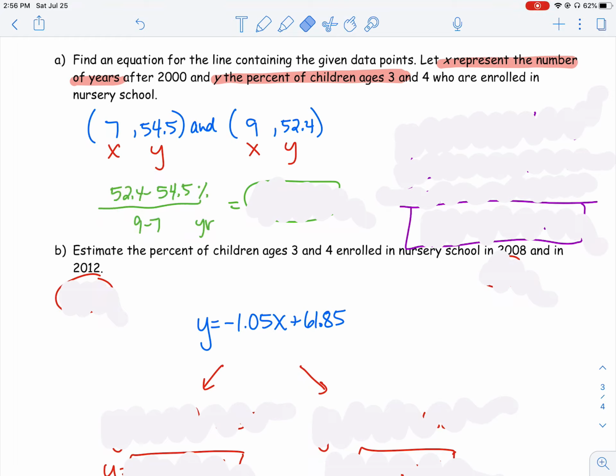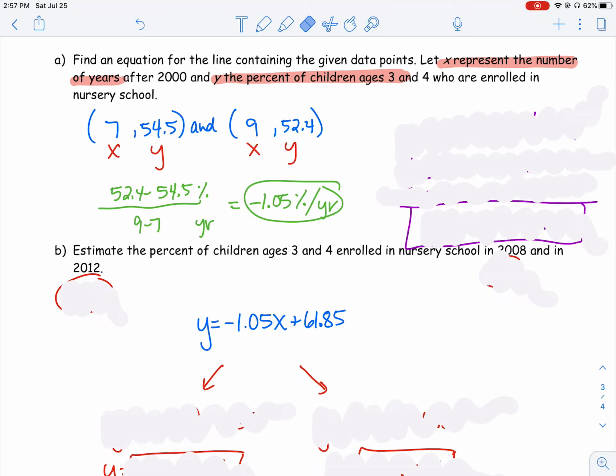I have my y2 minus y1 over x2 minus x1. You notice that I actually labeled it too, so I know what it means in context of the problem. The y values are percents, and the 9 and 7 are my years. So when I divide and find a slope, what this really means is percent per year. It's a rate of change. We've talked about that in the past. So my slope, or my rate of change, is negative 1.05% per year. The amount of children being enrolled is going to go down by approximately 1.05% each year. That's my slope, or my rate of change.